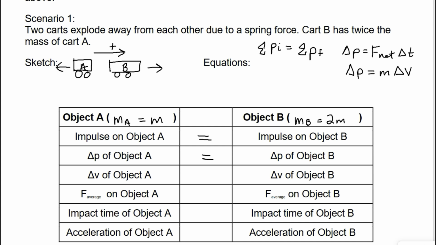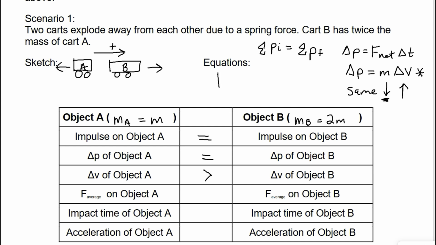The next thing we come to is the change in velocity of the objects. In this case, let's use this equation here. We know that the mass of object A is lower than the mass of object B. Because the mass here is lower, that means the change in velocity has to be greater in order to keep the same momentum. So the change in velocity of A has to be greater than the change in velocity of B.